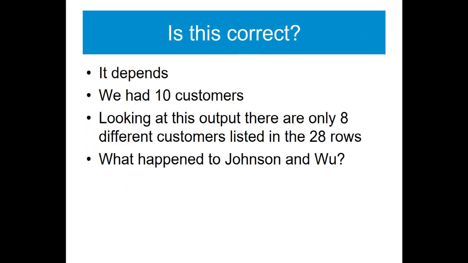Is this correct? Is what I did correct? It depends. We had 10 customers a minute ago when I listed the customers. But if we look at this output, there are only 8 different customers listed in the 28 rows. Okay. So what happened to Johnson and Wu? We had 2 customers, one named Johnson, one named Wu. They didn't show up.